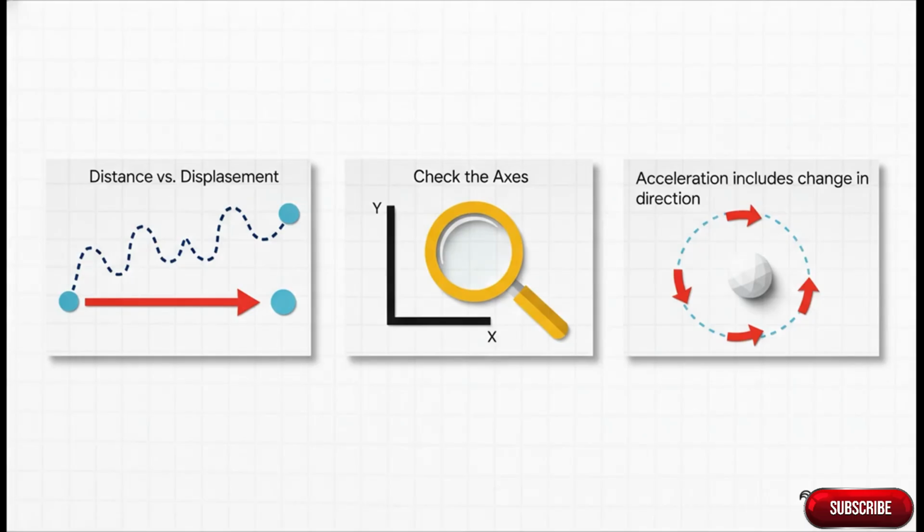So, let's just quickly recap the three biggest ideas we covered today. Number 1, displacement is the shortest path. Distance is the total path. They are not the same thing. Number 2, always, always, always check the axes on a graph to understand the story it's telling you. And number 3, acceleration isn't just about changing speed. Any change in direction is acceleration too.